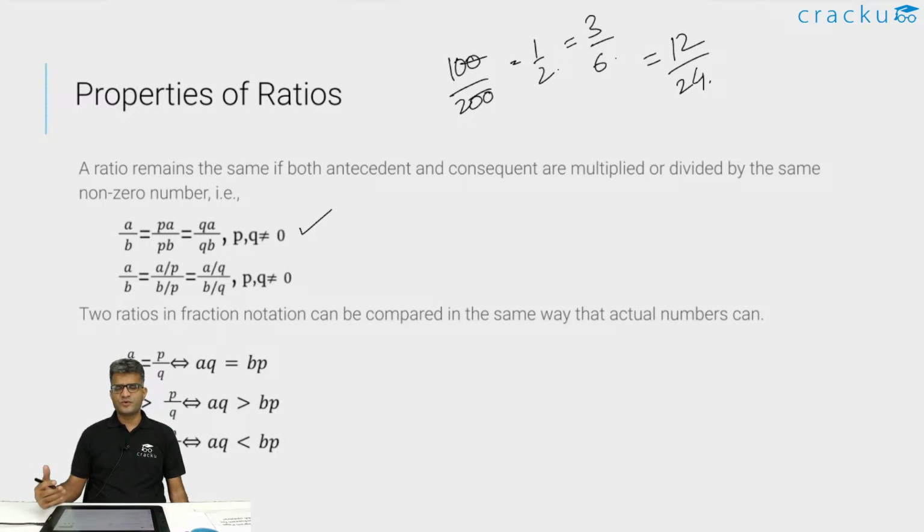Similarly, if you divide both of them by the same number also, the ratio will not change. For example, in the first example, we looked at the ratio as 100 is to 200. We just divided the numerator with 100 and the denominator with 100 to get 1 by 2. So if you are multiplying or dividing the numerator and denominator with the same number, the ratio will not change.